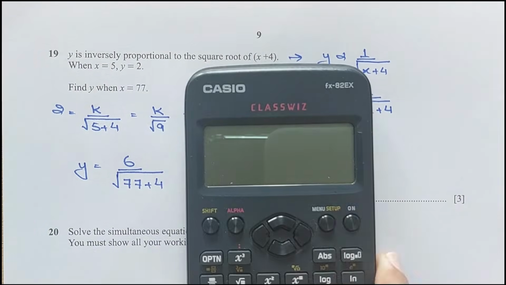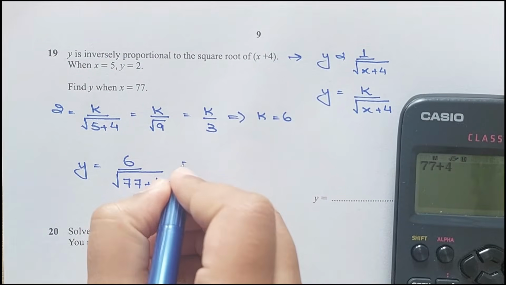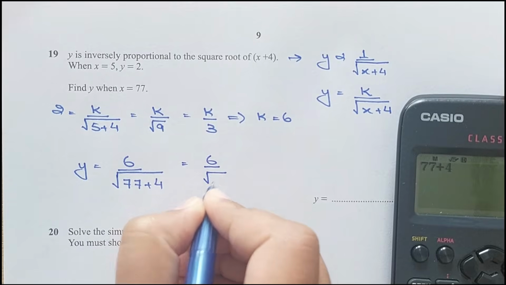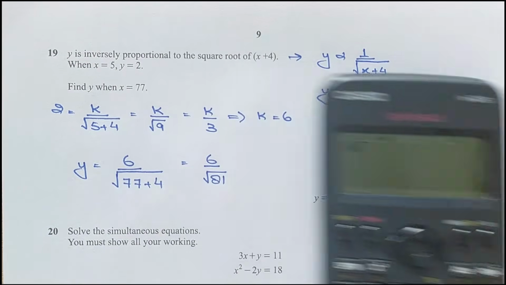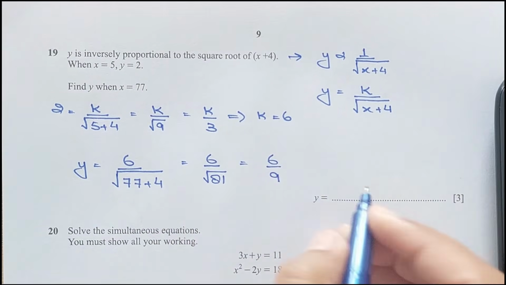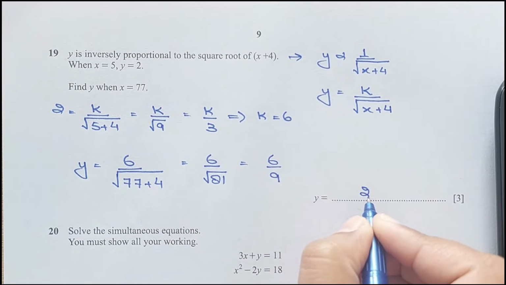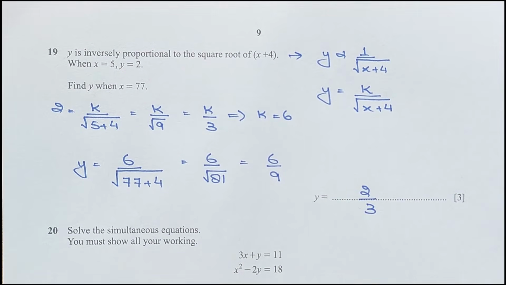So 77 plus 4 is 81, and the square root of 81 is 9. This is 6 over 9, or we can say 2 times 3 is 6 and 3 times 3 is 9. So 2 over 3 in the simplest form.